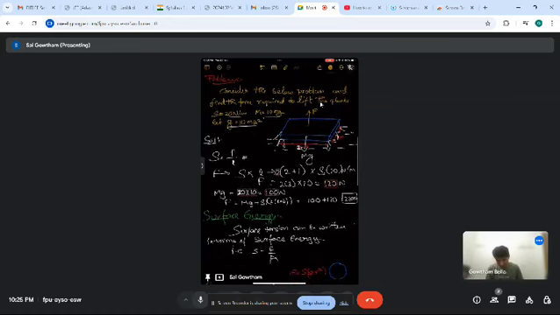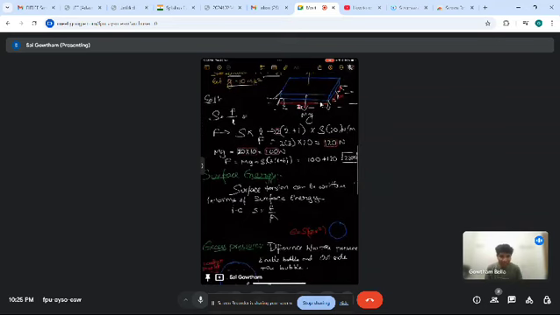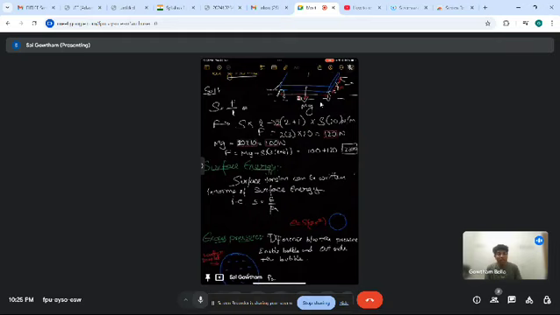Okay, let's come to the topic surface energy. In this topic, the surface tension is written in terms of surface energy. What is surface energy? The surface energy is a potential energy required to minimize the surface area.